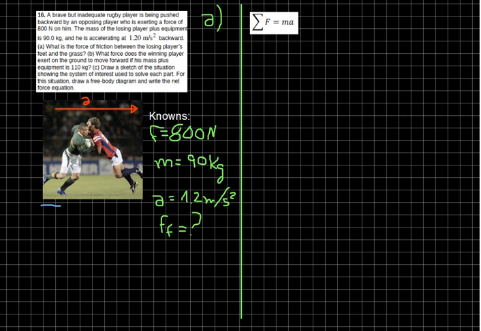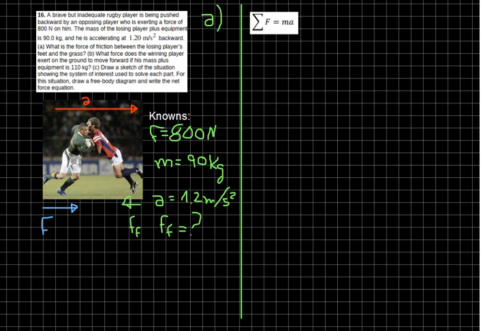We're gonna call it capital F. We already know it's equal to 800 newtons, and always the force of the friction is opposing the movement. So I'm gonna draw it here. Here is the friction between the player's feet and the grass. Remember that this kind of shoe has pointed things that allow the player to grab on the floor. So this is going to be the force of the friction that we don't know.